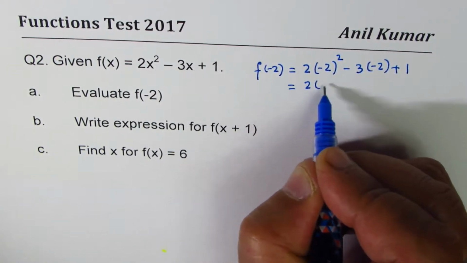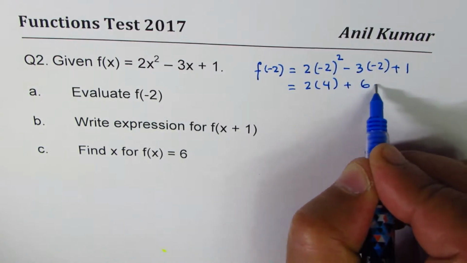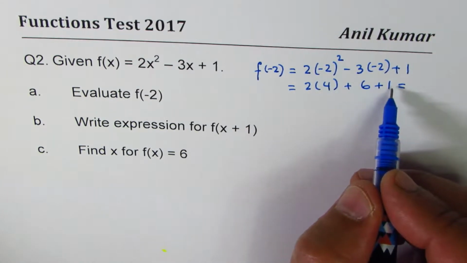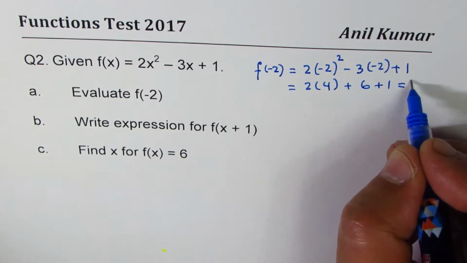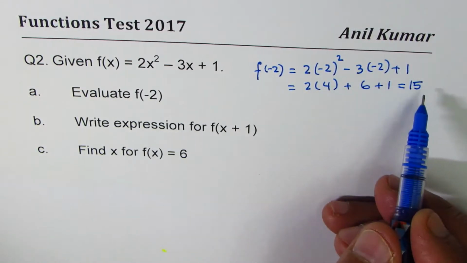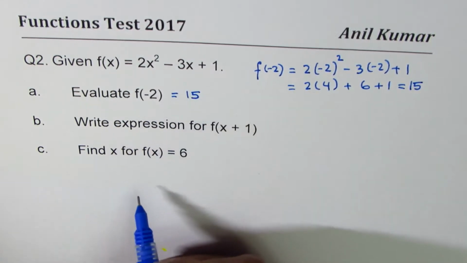That gives me 2 times 4, minus and minus becomes plus, 3 times 2 is 6, plus 1, and that is 8 plus 1, 9, plus 6, 15, correct? So we could say 7 plus 8 as 15. So this f of minus 2 is 15.